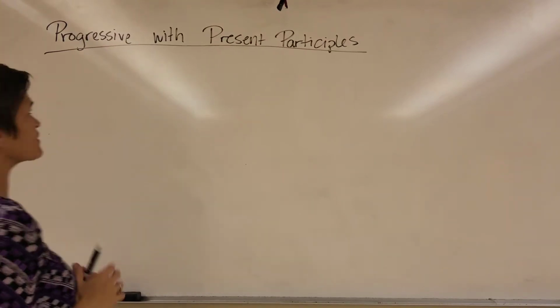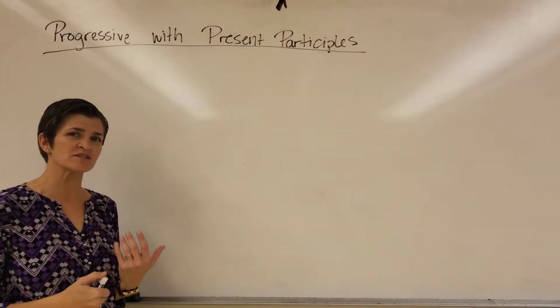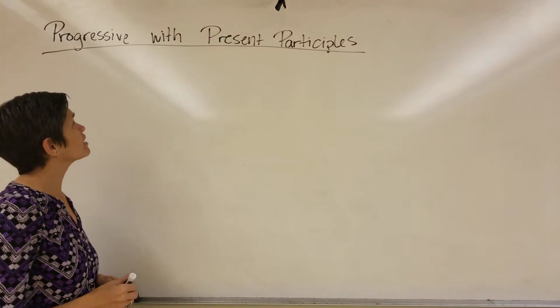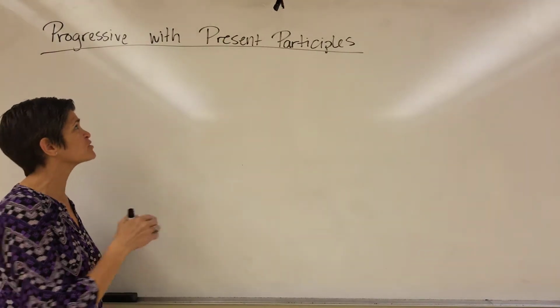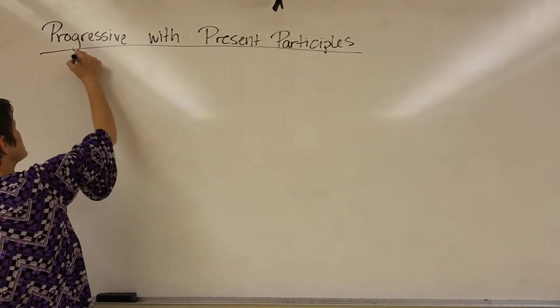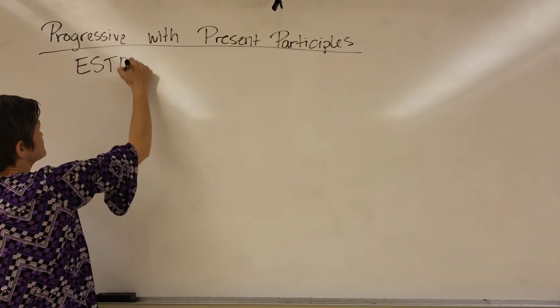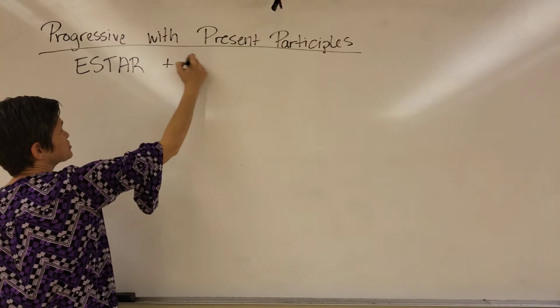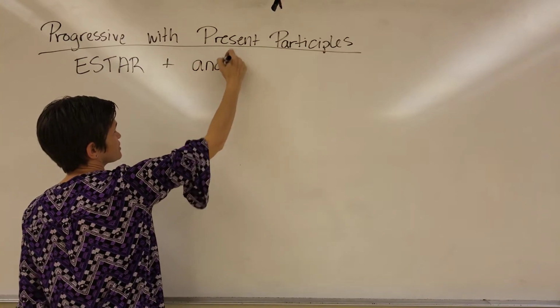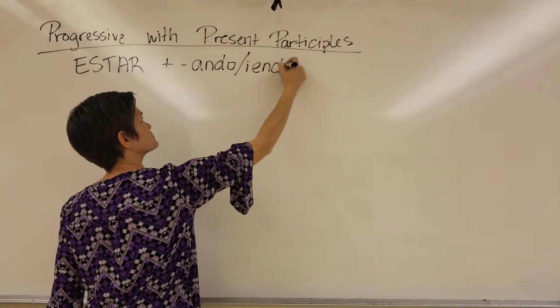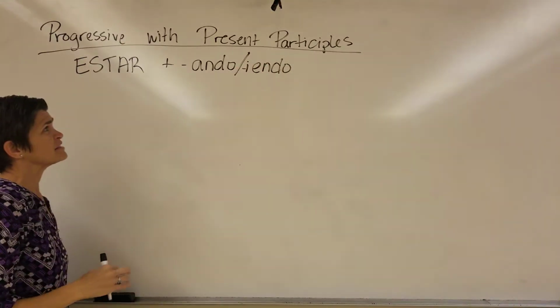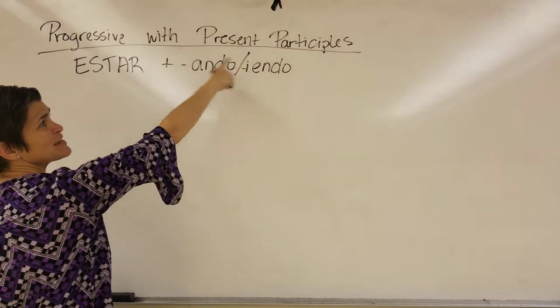In Chapter 5A of Spanish B, we're going to take a look at the present progressive again. You might remember the progressive with present participles as being the verb that we use, the verb estar, and then plus the -ando, -yendo endings. This -ando, -yendo is the present participle.